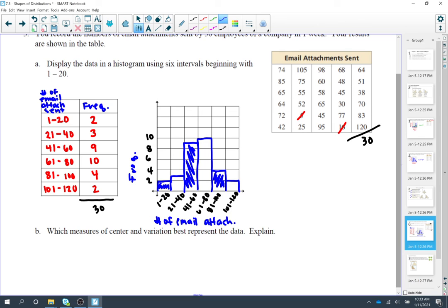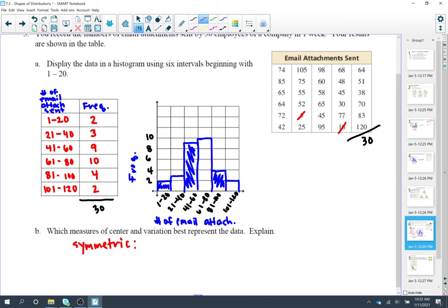Now, part B. Which measures of center and variation best represent the data? Explain. So in order to answer that question, we first have to figure out, well, what's the shape? Is it skewed left? Is it symmetric? Or is it skewed right? Looking at this data, it's got 2 low bars on the left, it's got 2 low bars on the right, it's got 2 upper bars over here. So I'm going to call this symmetric.